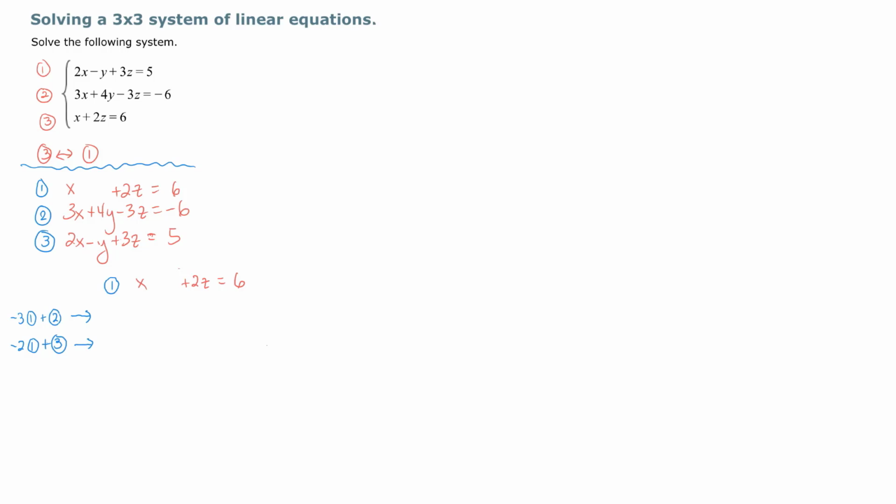All right. What is negative 3 times equation 1 plus 2? What does that mean? I'm going to do this once off to the side. So I'm doing a lot of steps in my head. Negative 3 times equation 1 plus 2 really means you're going to take negative 3x minus 6z is now equal to negative 18. So that's negative 3 times equation 1.